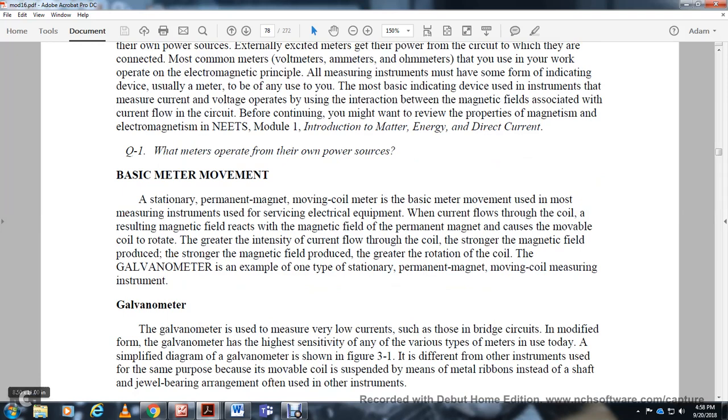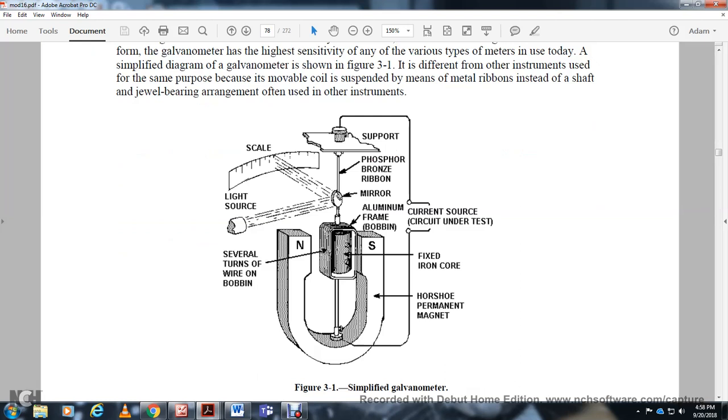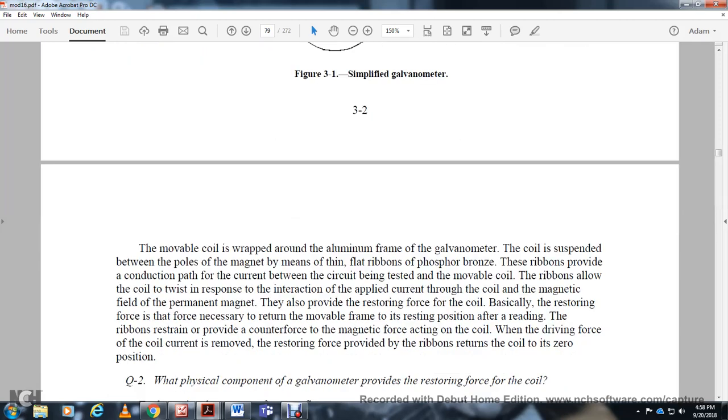The modified galvanometer has the highest sensitivity of the various types of meters. A simplified diagram of the galvanometer is shown in figure 3-1. It differs from other instruments in that the movable coil is suspended by means of a metal ribbon instead of the shaft and jewel bearing arrangement often used in other instruments. Simplified galvanometer: a coil of wire on a bobbin with a fixed iron core, a horseshoe permanent magnet, circuit source, circuit under test, aluminum frame, mirror, phosphor bronze ribbon, support, scale, and light source. The moving coil is wrapped around an aluminum frame.